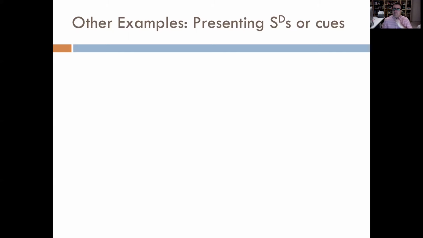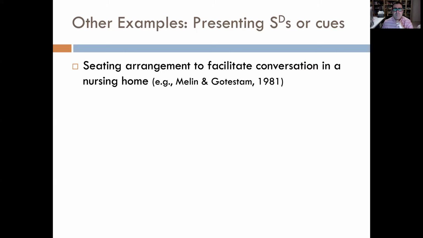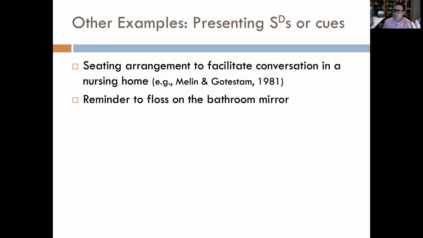Here are some other examples of presenting discriminative stimuli. Seating arrangement to facilitate conversation in a nursing home. So maybe those individuals living in the nursing home are not talking to one another. Let's make the arrangement so they are more likely to talk to one another, put the seats closer together and so forth. Maybe if you don't floss, you can put a reminder on your phone, maybe something will pop up and serve to trigger the behavior that you want to occur. Again, we gave that example earlier.